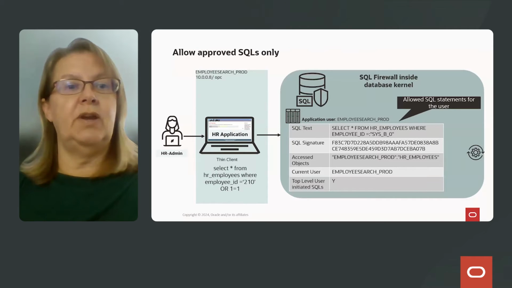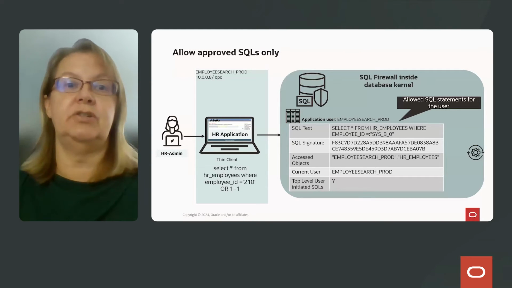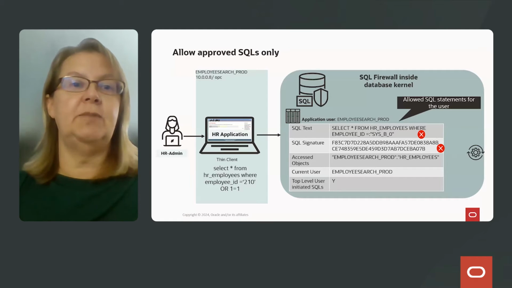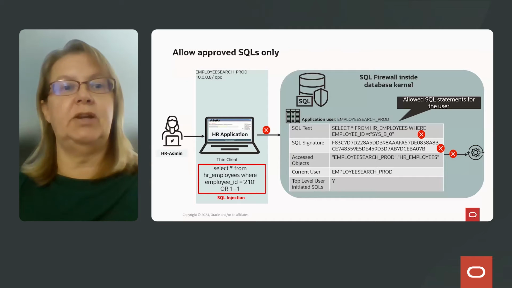Now, if someone is trying a SQL injection, and as you can see, the HR admin still comes through the HR application, but now someone has changed the statement here. It has not just the employee ID, but it also has another condition, which is or 1 = 1, which is always true, right? So now all of a sudden, the SQL statement is not on our allow list, and the SQL firewall will reject it, and it cannot be executed on the database.